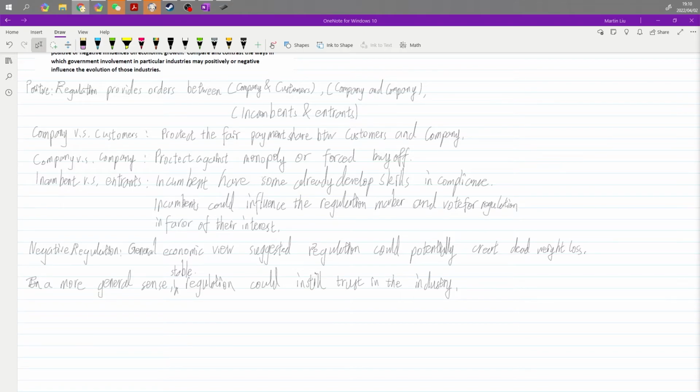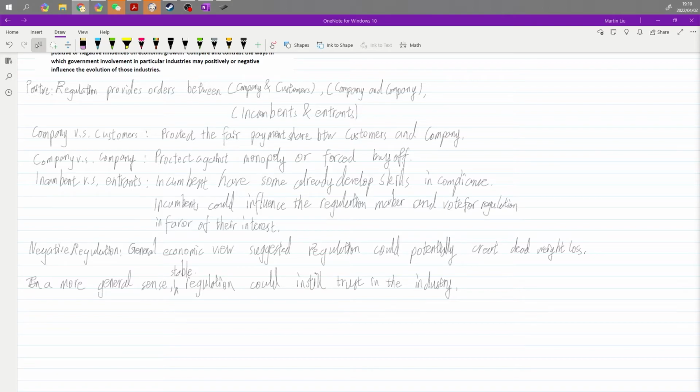And the third part is between the incumbents and the entrants. The regulation usually protects the incumbents, so the incumbents will not face too much stress from the entrants, and the entrants cannot easily break the already existing structure of the market.